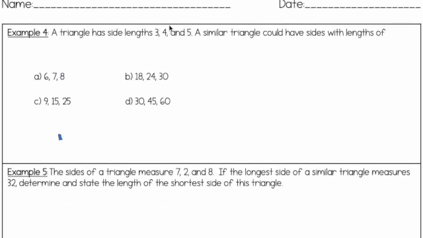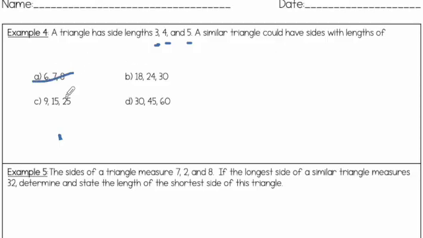A triangle has side lengths 3, 4, 5. A similar triangle could have side lengths of. Okay, so they should be something where you would multiply each of these numbers by the same scale factor. So 6, that would be 3 times 2. 4 times 2 is 8, not 7. 5 times 2 is 10.